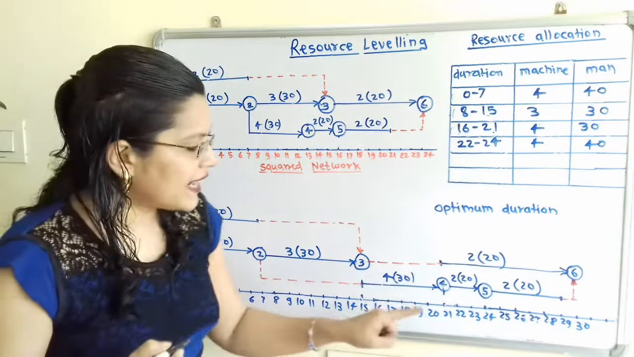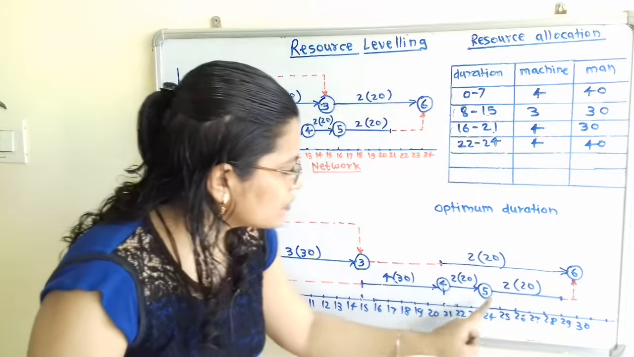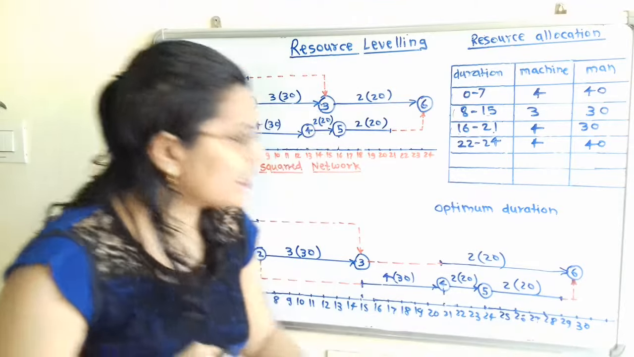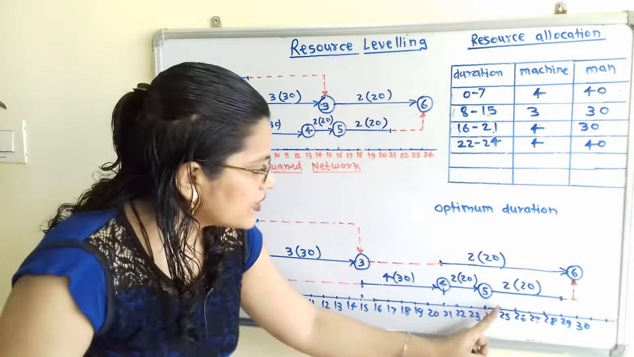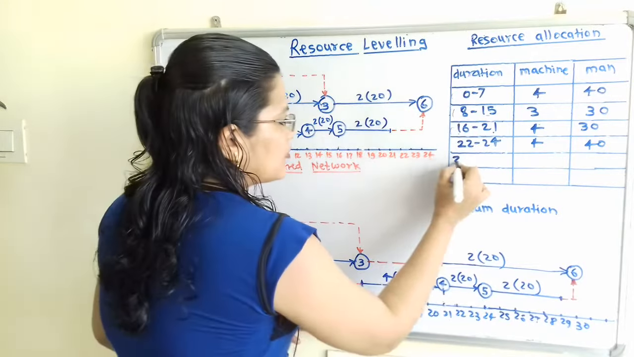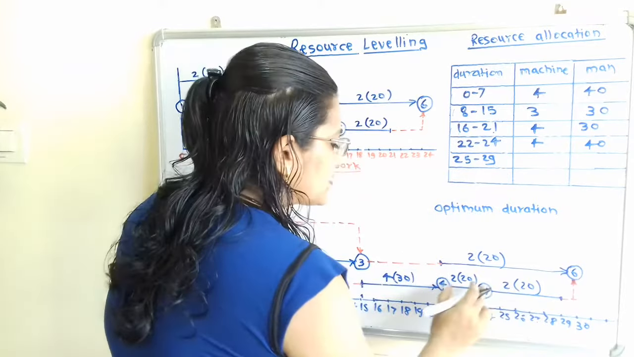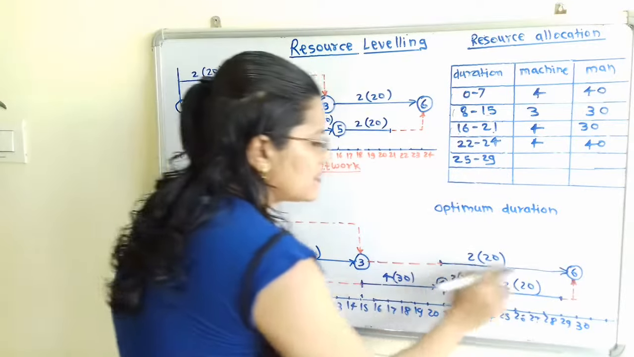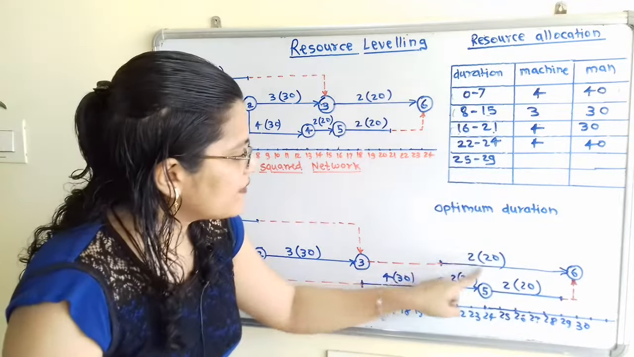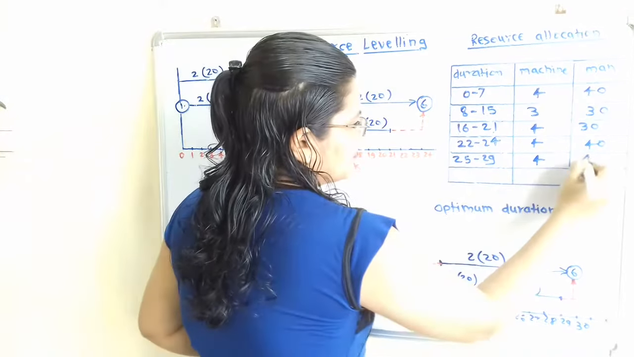Now we will take the next, that is 5 to 6. So for this 5 to 6, what is the duration? 25 to 29. So here for the day of 25 to 29, here if we observe, this process 5 to 6 is completed and simultaneously 3 to 6 is also there. So for these two activities, 4 machines and 40 men are engaged.